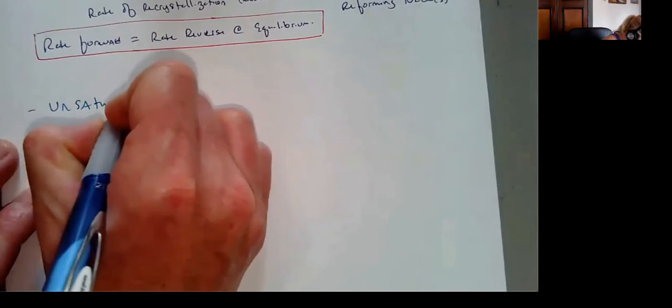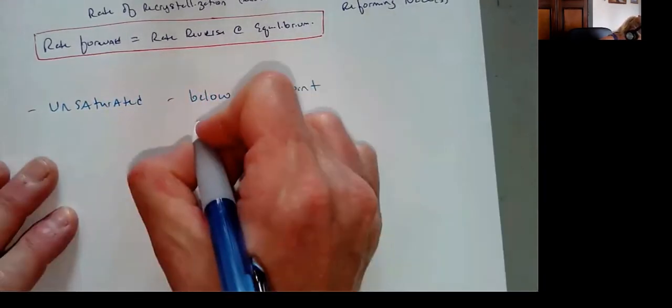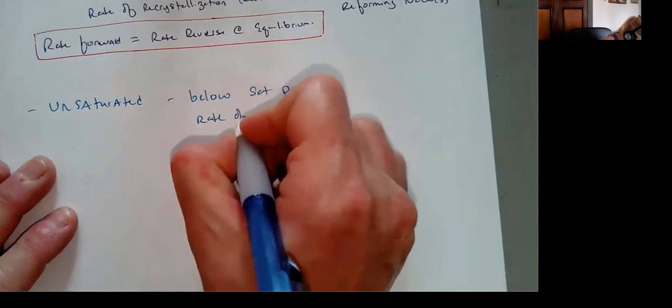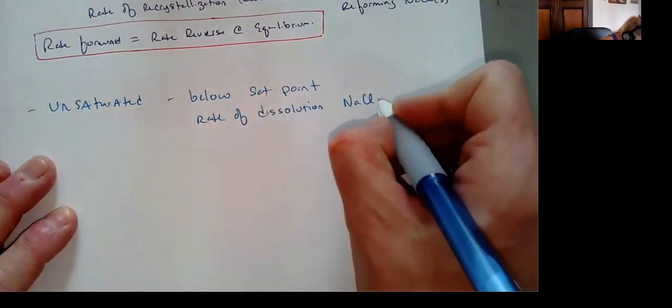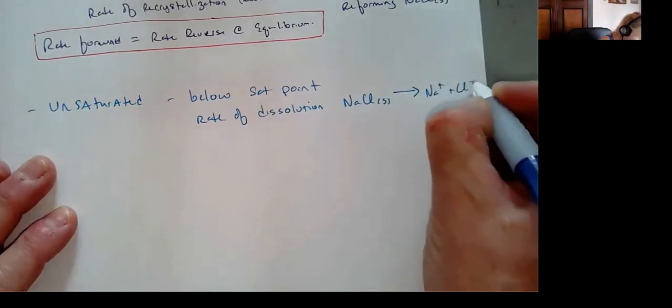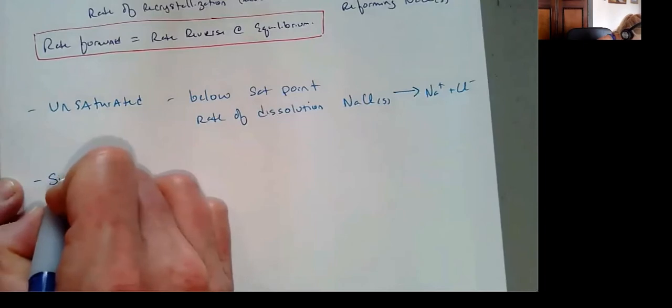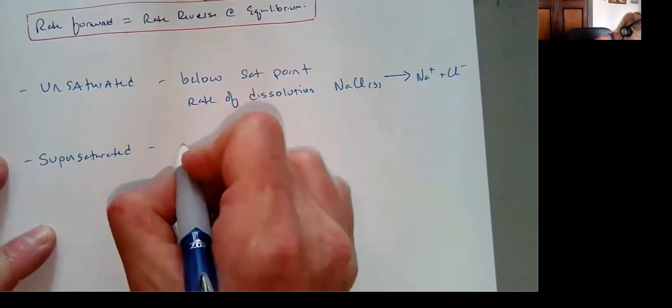So we have three terms that kind of introduced here. So one is unsaturated. So this is below the saturation point. And here, you're just going to see the rate of dissolution. Here I have sodium chloride solid going to sodium ions and chloride ions. I have supersaturated, and a supersaturated is above the saturation point.